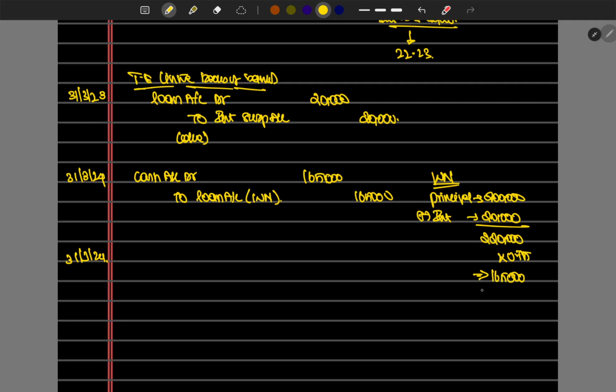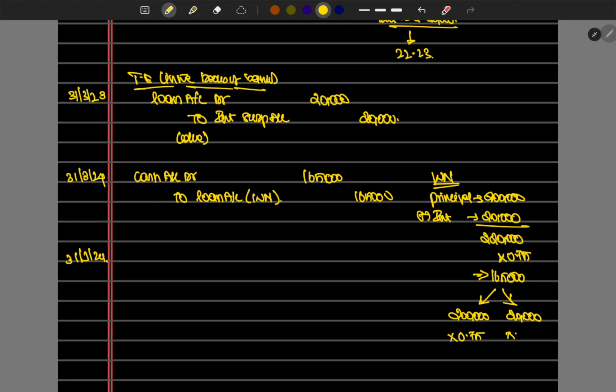On 31/3/2024, we have received 1,65,000. How much goes to principal and how much goes to interest? Okay, let's split it up and find out that 2 lakhs is the principal, 20,000 is the interest.